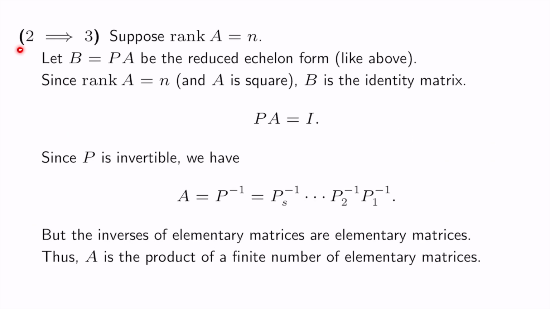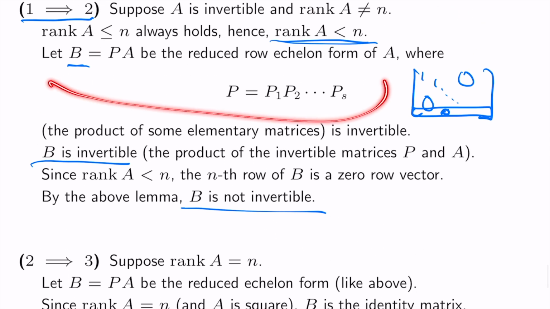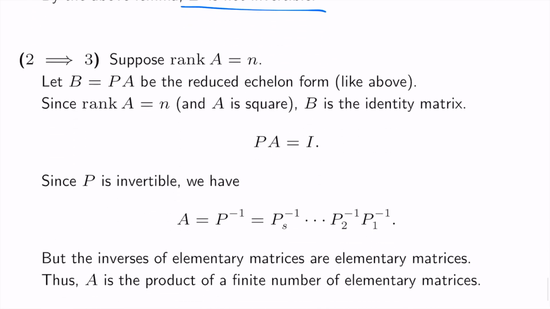And next, let's prove 2 implies 3. So suppose the rank of A is n, which is condition 2. And again, let the matrix B be defined as P times A, where P is the product of a finite number of elementary matrices, and B is in the reduced echelon form, just like we did here. Then, since the rank of A is n, the reduced echelon form must be equal to the identity matrix, because A is a square matrix.